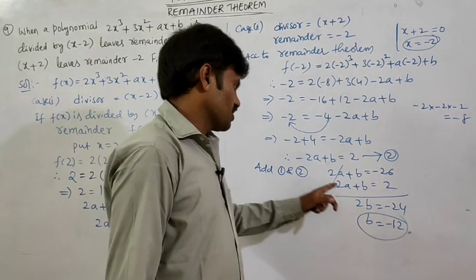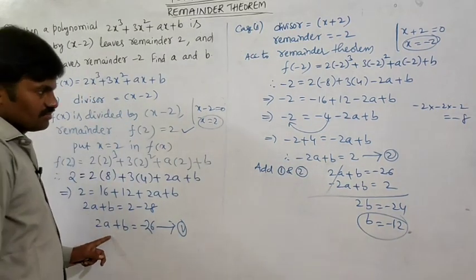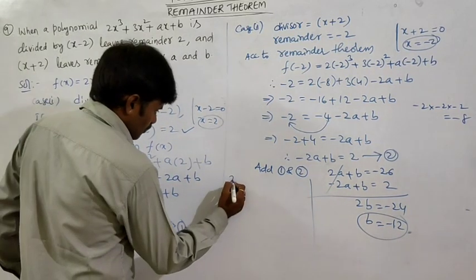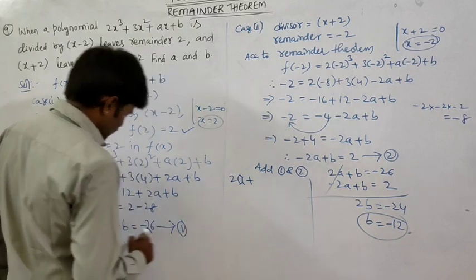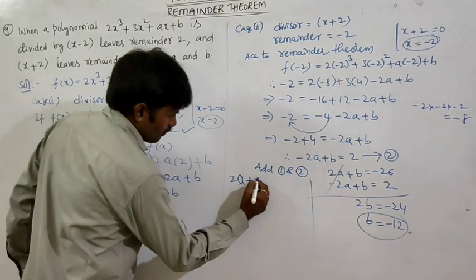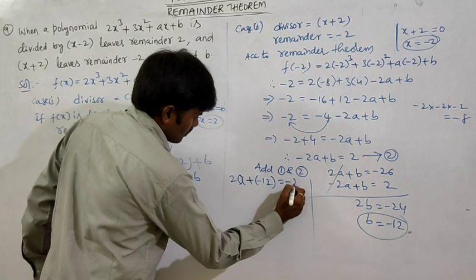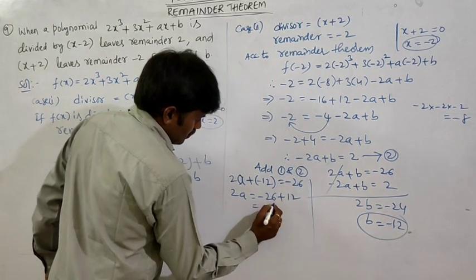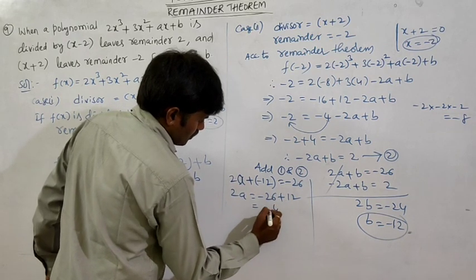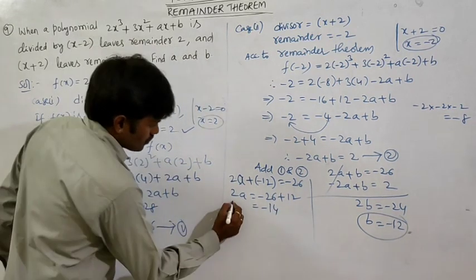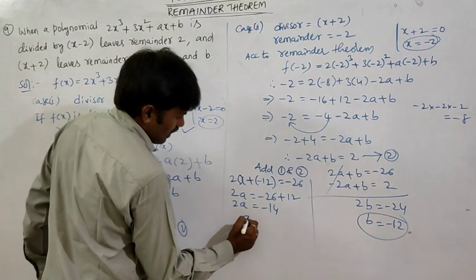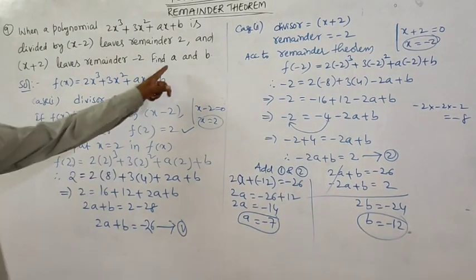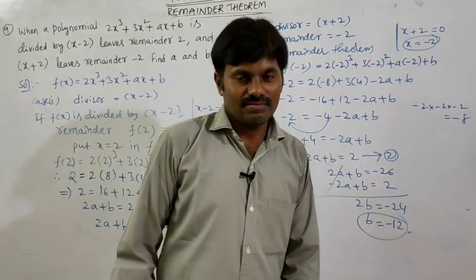Now substitute b value minus 12 in any one equation, and we will get a value. So I am considering the first equation. If you put the value of b in equation 1, 2a plus minus 12 is equal to minus 26. So 2a is equal to minus 26 plus 12. 6 minus 2 is 4, minus 2 plus 1, minus 1. So 2a is equal to minus 14, then a is equal to minus 7. So what are the values of a and b? Minus 7 and minus 12.